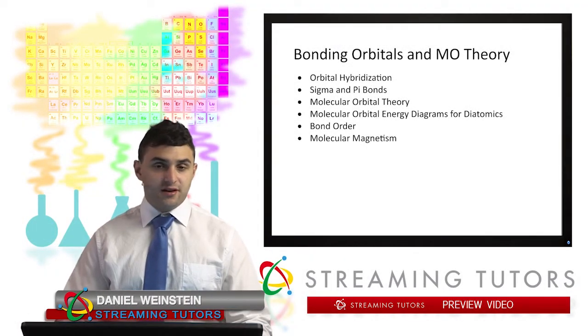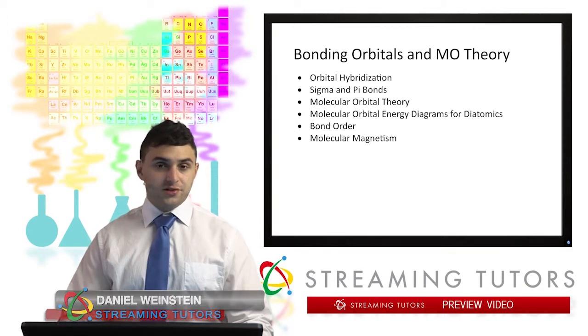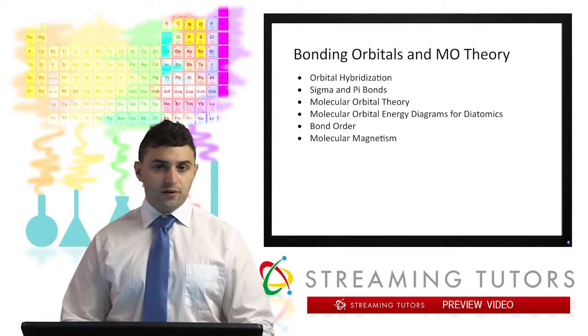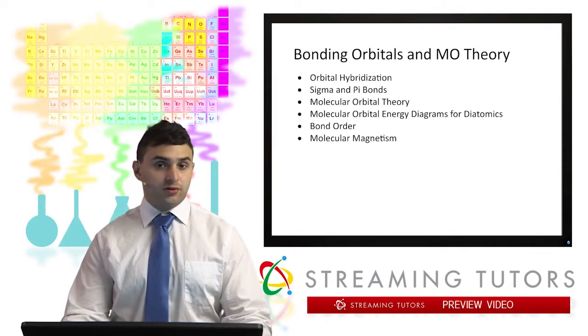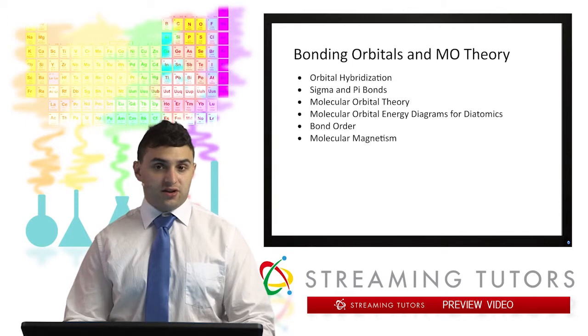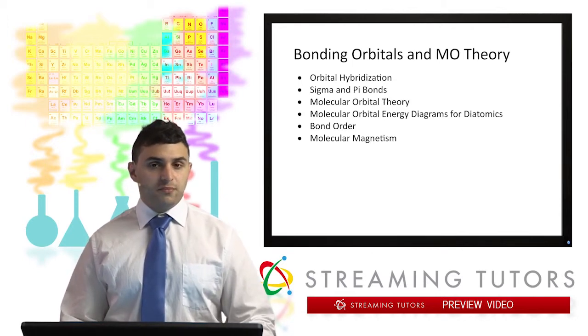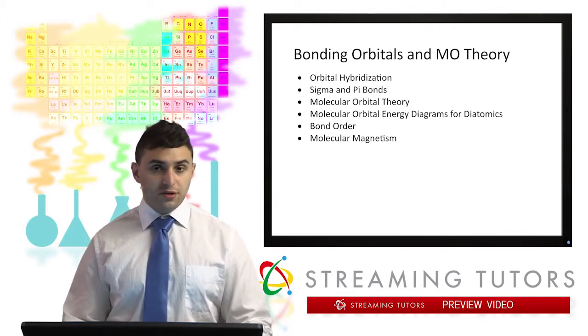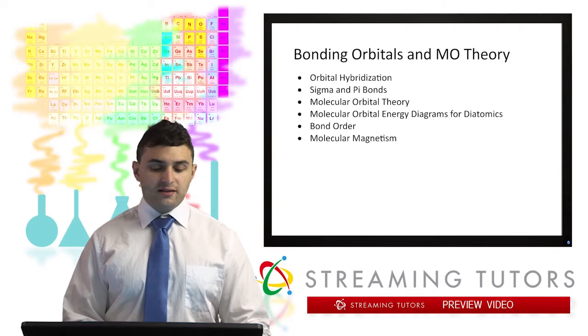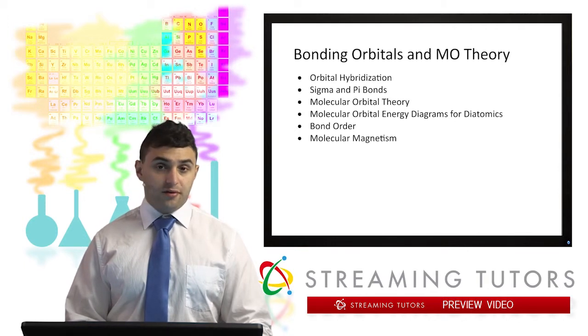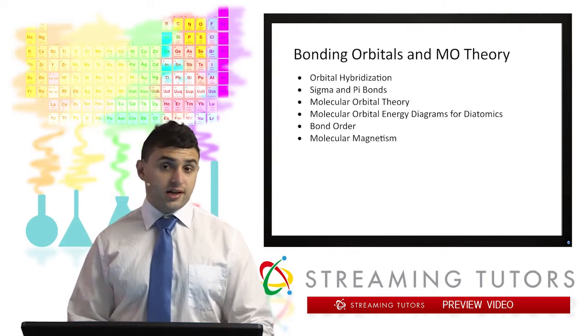My name is Daniel, and in this video we're going to be looking at bonding in terms of orbitals. So far we've been looking at bonding in the form of localized electrons surrounding atoms, whether they be in bonding or lone pair electrons. Now we're going to take a look at bonding from the perspective of the orbitals in which those electrons are occurring. We're also going to look at the applications in molecular orbital theory and molecular orbital energy diagrams.